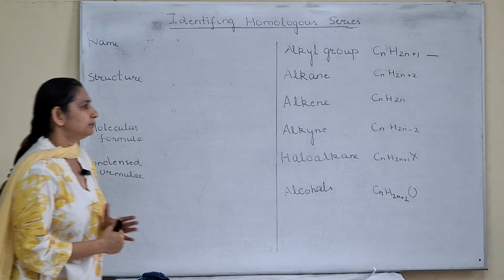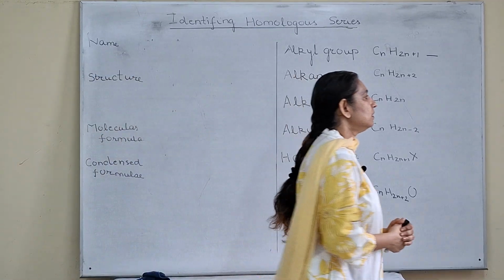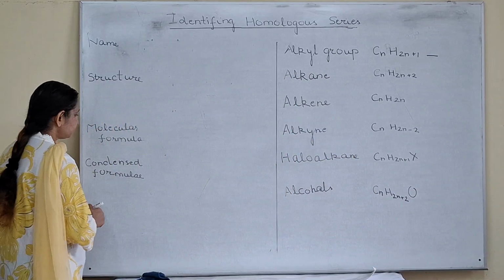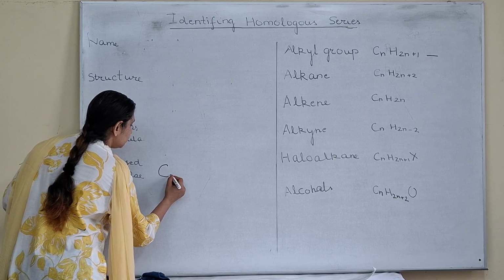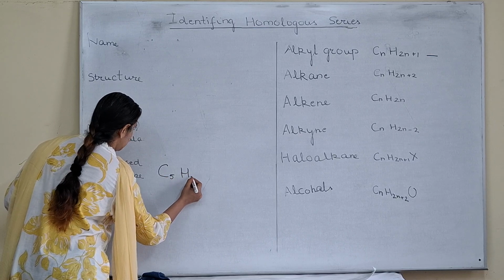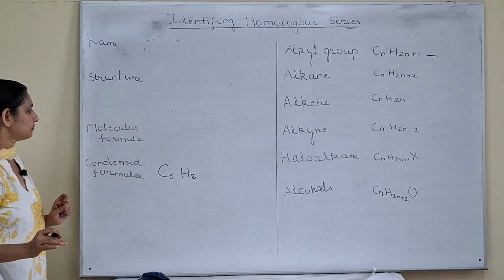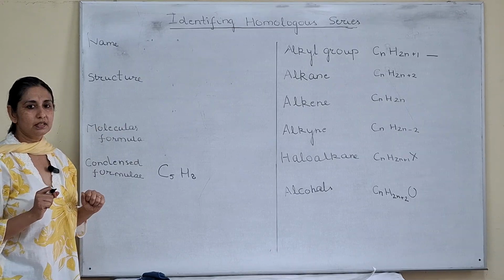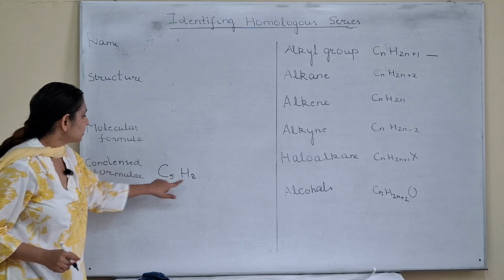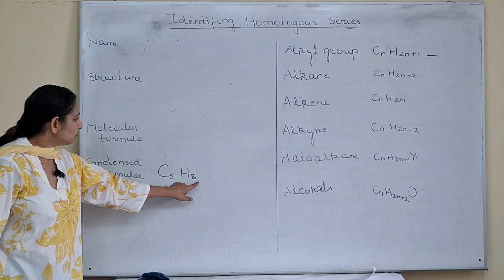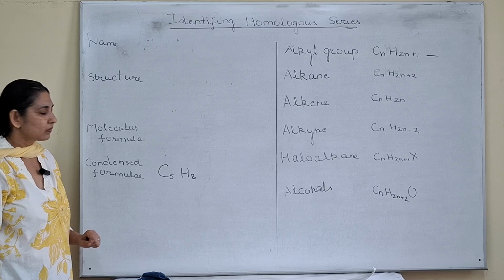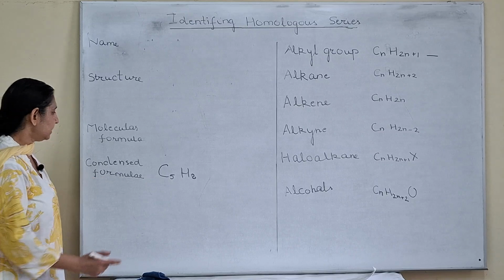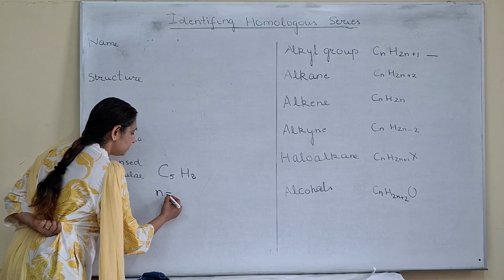Okay, let me give you a condensed formula of C5H8. Suppose this is given. Now you have to find out which of the homologous series it belongs to. C5H8, and that's it. What is the relation between 5 and 8? If I take n, carbon का जो number होता है, that's always this number. So I take n is equal to 5.